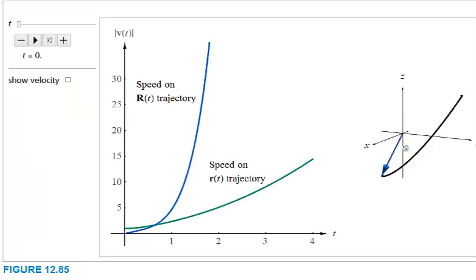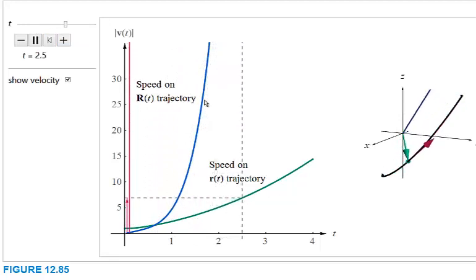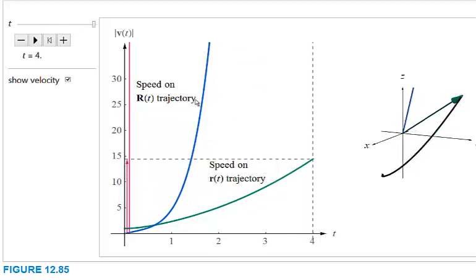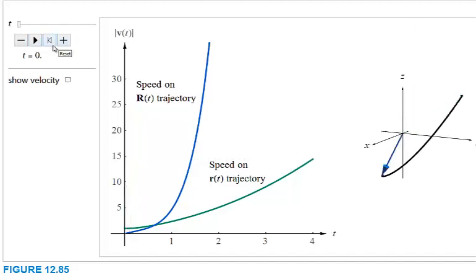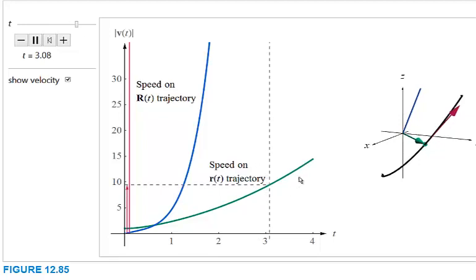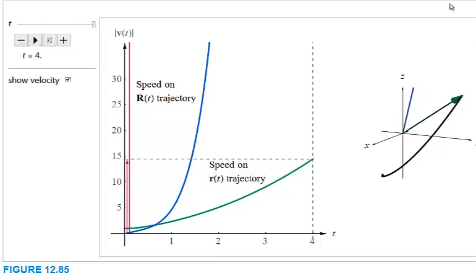Okay, let's show the velocity. I'd like to see it as we go along through here. Notice the green one is your little r and the blue one is your capital R. Notice how it finished long before the little r did. So we'll watch that one more time. Show velocity. The green is little r and the blue is big R. Watch as capital R really takes off there at the end, and my little r is still moving along, still chugging on. And that is looking at the velocity vectors for each of those functions.